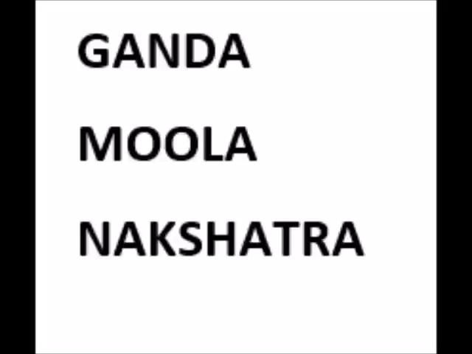The third Ganda Moola nakshatra is Mula, and Mula owns the sign of Sagittarius between 0 degrees to 13 degrees and 20 minutes. So if a child is born in the first part of Mula nakshatra, again inauspicious to the father, not to himself. A child born in the second stage of Mula nakshatra, inauspicious to the mother, not to himself. A child born in the third part of Mula nakshatra, I'm sorry, did I say Maga earlier? So I apologize. We are talking about Mula right now.